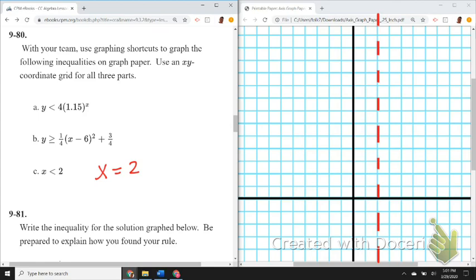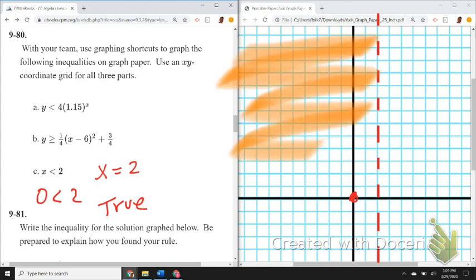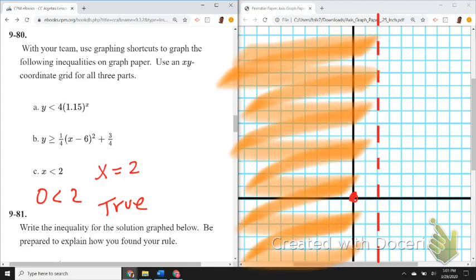And so you can also test with (0, 0), or in this case, just 0. So 0 is less than 2. That is true. That means this point right here, where x is 0, you don't have a y value, so you just ignore it. That means that's the good side. So you're going to shade the good side. That's it. Okay, let's move on to the next problem.